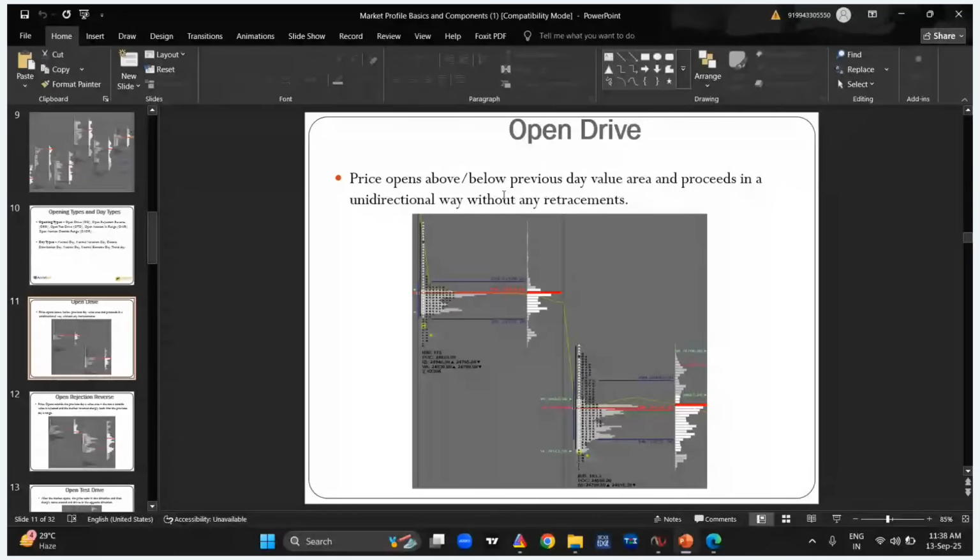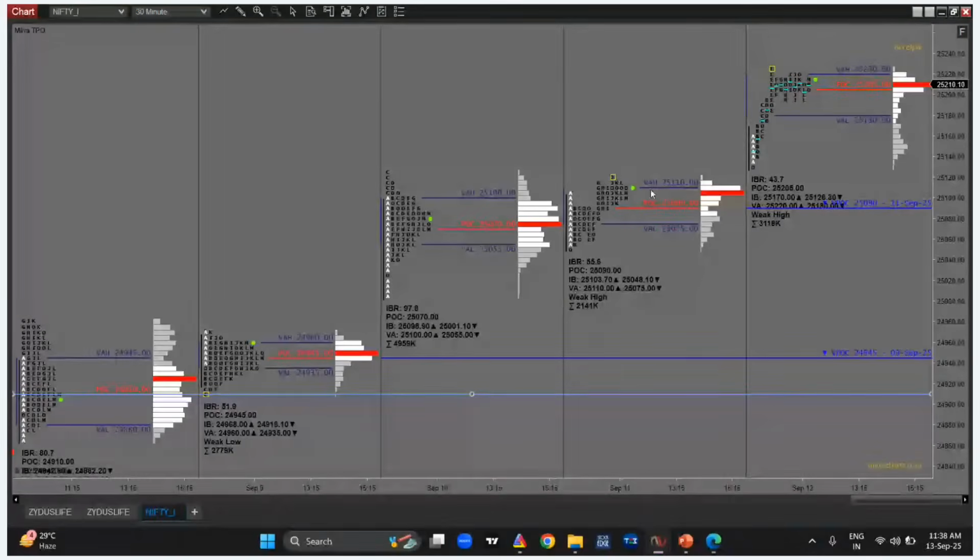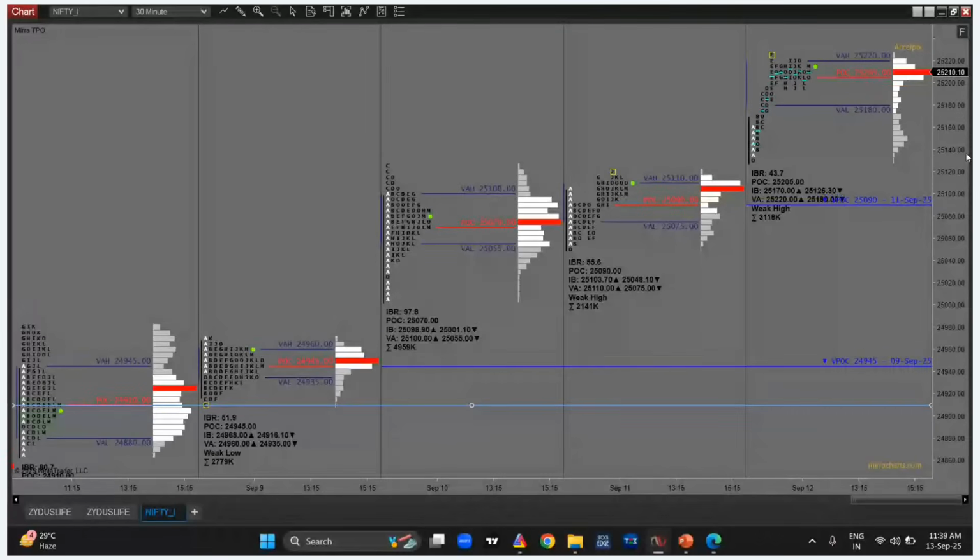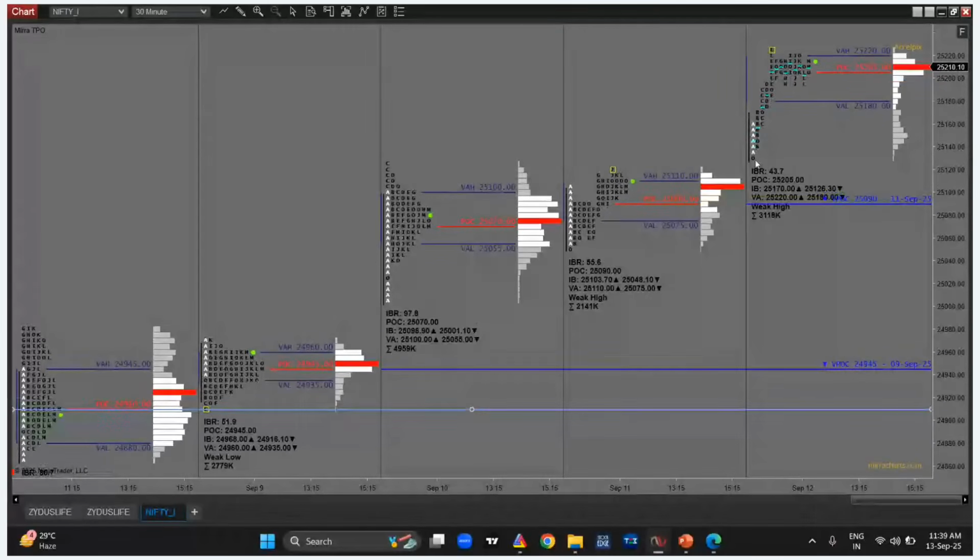So here if you see Nifty future, what was the previous day's value area high? The previous day's value area high was 25,110. This O in the A period, if you can see this O, this is the open of that day. So it opened above the previous day's value area. It scaled higher without any retracement, it kept scaling higher. That means this is super bullish. And even if I enter here, I can make money and come out.